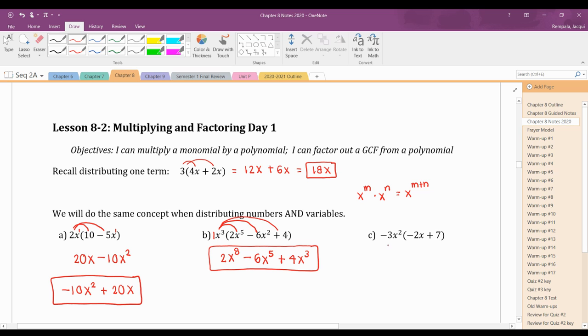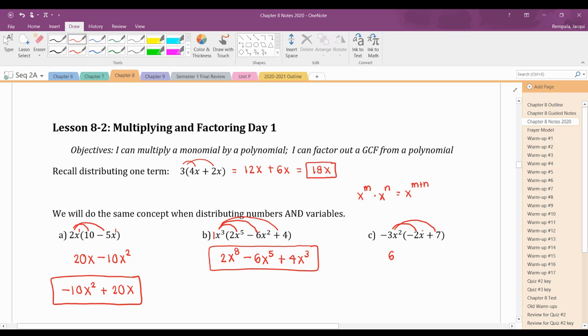When I take a look at this letter C, we've got negative 3x squared, and that's getting multiplied by negative 2x plus 7. So I have to distribute 2 times here. I'll start with the fact that negative 3 is getting multiplied by negative 2. So negative 3 times negative 2 is positive 6.